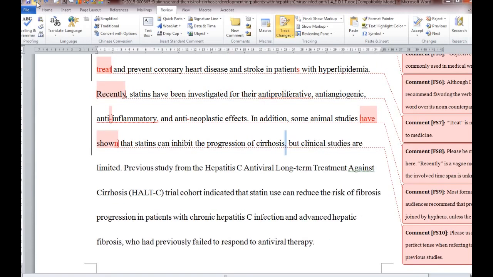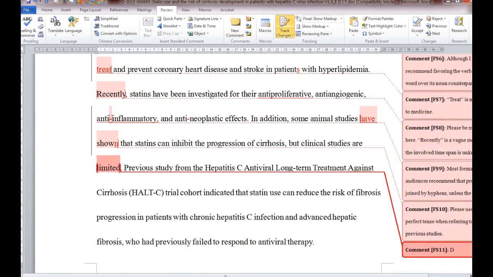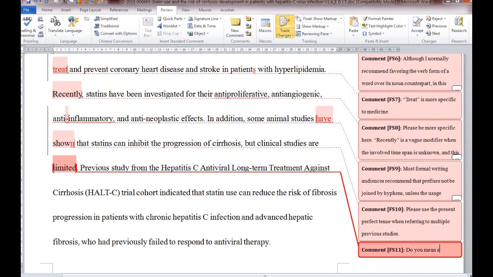Okay. The rest of this looks fine. Sometimes we might change this to, however. Let you take a look at that. It's not a necessary change, but the word however is frequently used in abstracts and introductions to establish a knowledge gap. Okay, however, clinical studies are limited.